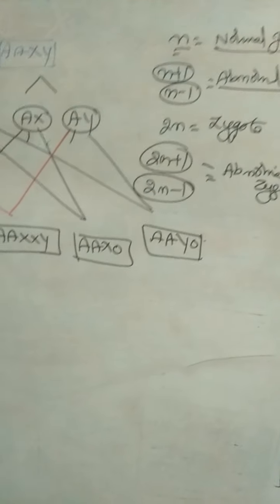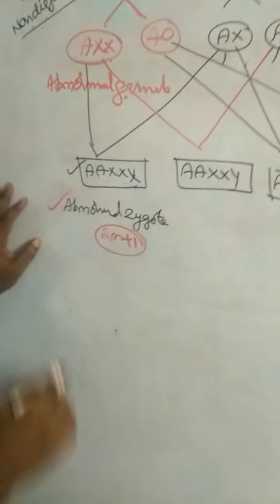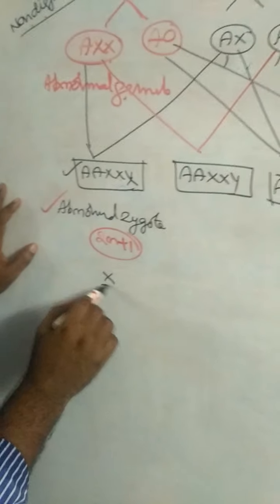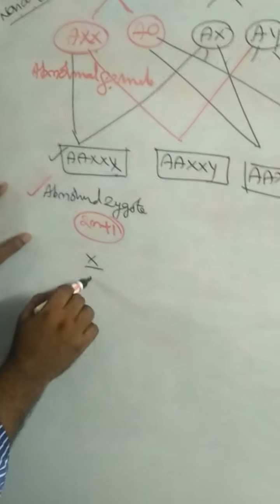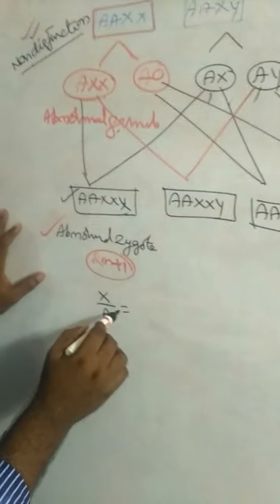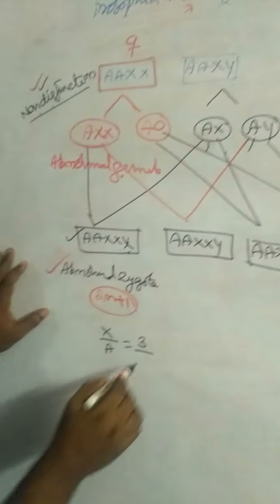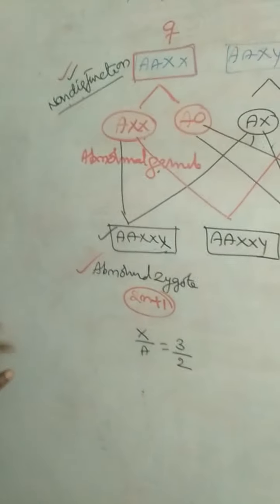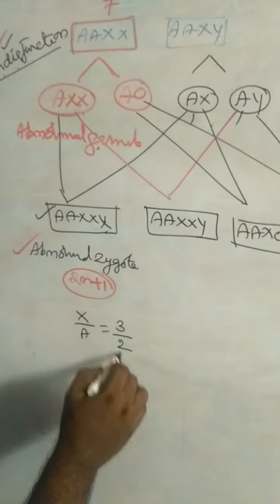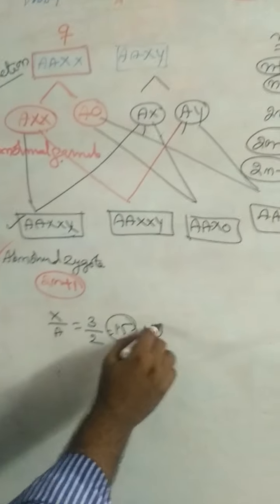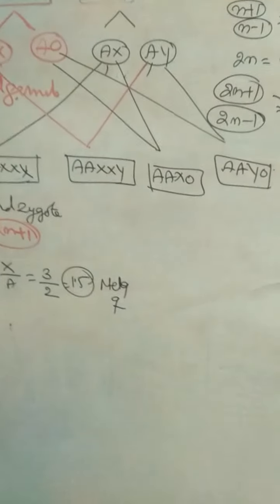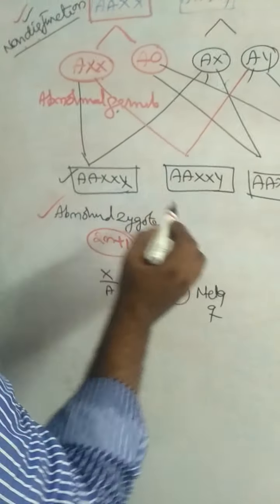So according to Bridges theory, what is the result of this combination? The number of X chromosomes by the number of sets of autosomes, X by A. Here there are 3 X chromosomes by 2 autosomes. So the X by A ratio is 3 by 2, that is equal to 1.5. That means more than 1. So it is a meta-female. This is a meta-female.